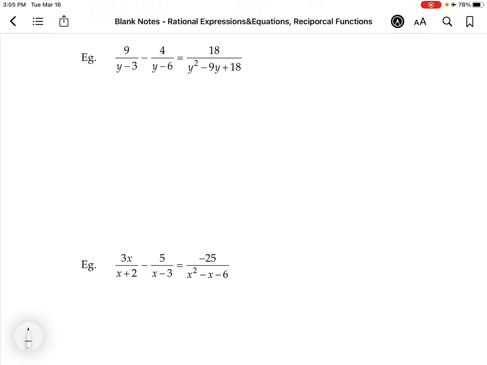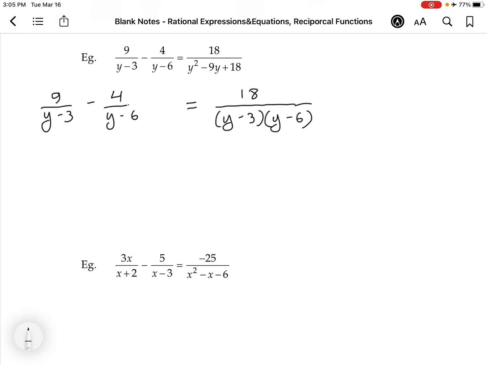We do have some factoring to do here, finally. Okay, let's do it. On the left side, there's no factoring to do. That's nice. We've just got 9 over y minus 3 minus 4 over y minus 6 equals, I should spread out at the same time so that, on the same line, I can multiply by the LCD. 18 over, let's see, I'm looking for two numbers that multiply to positive 18 and add to negative 9. And I believe those numbers are negative 3 and negative 6.